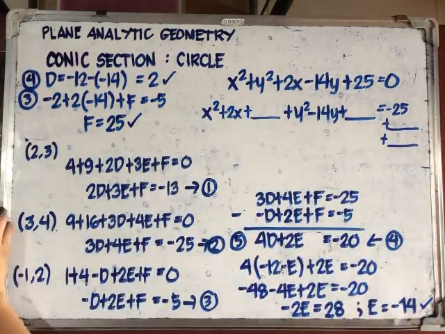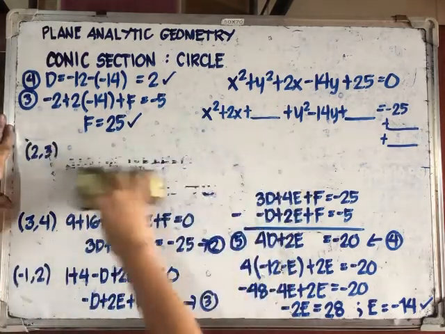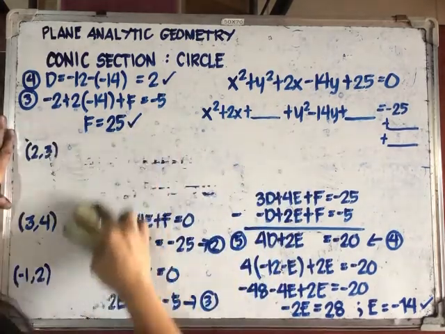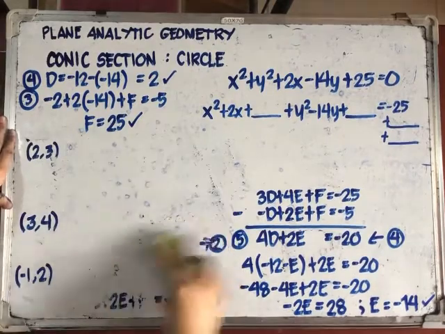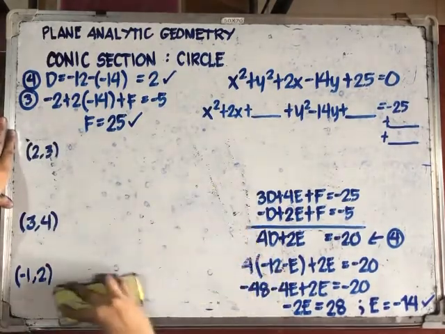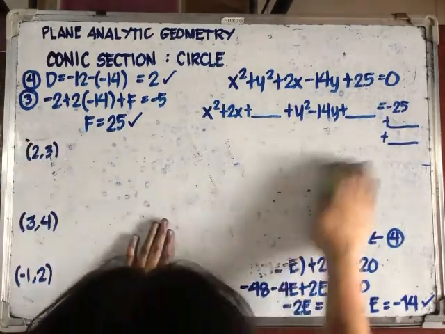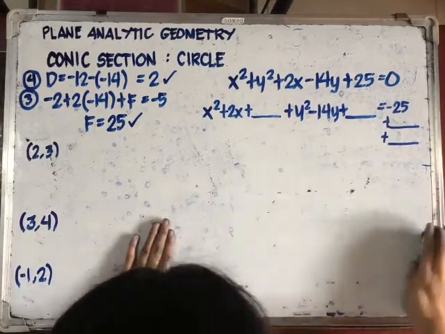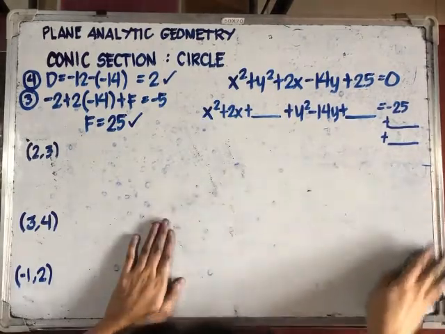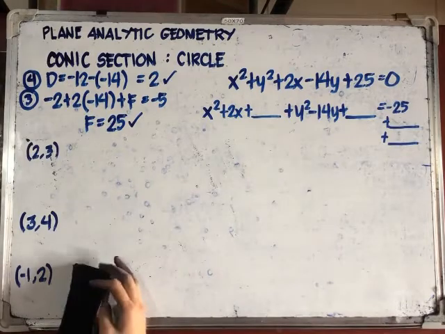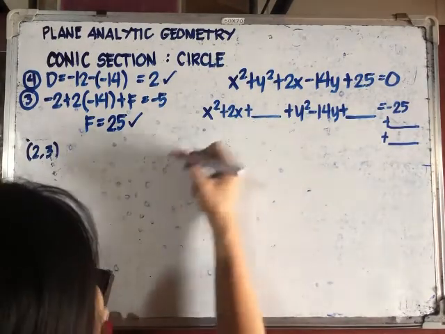Para kung mag-add ka on one side, kailangan mag-add ka din on the other side para ma-preserve mo yung equation ng circle mo. Kumbaga, wala siyang pinagbago dapat. So, that's the principle of completing the square. And how do we get that one? Ano ba yung mga i-add mo sa kanila?